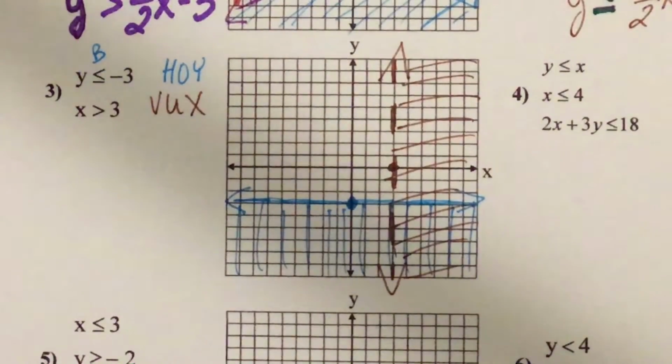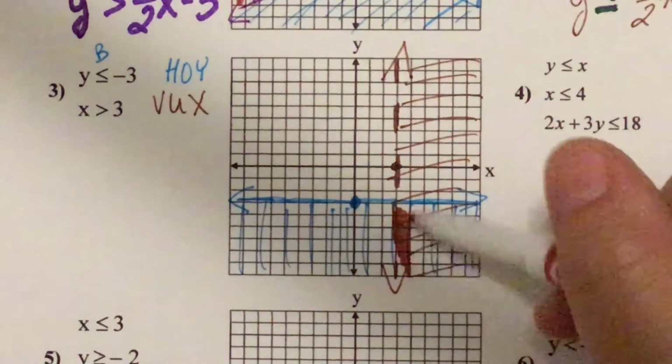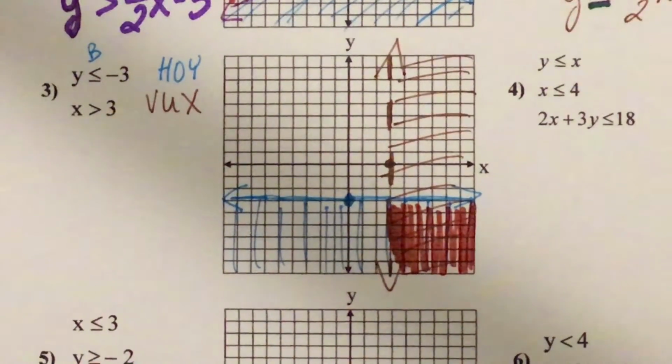And then can you tell where your two colors overlap? Down here in this bottom right hand little section. So I'm going to shade that the darkest of them all, and that's where the solutions to the system is.